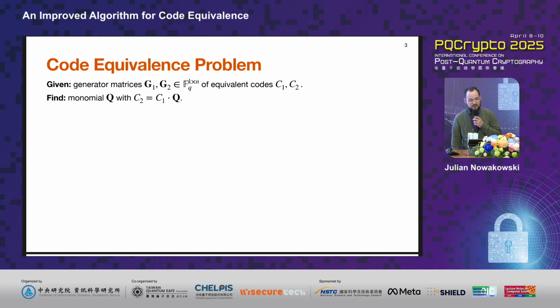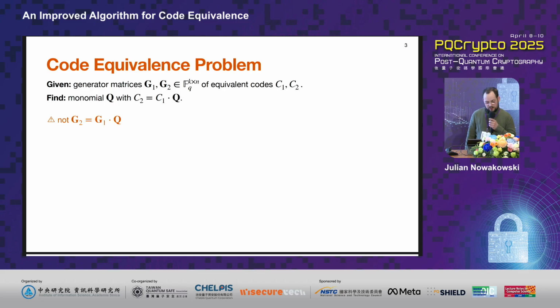Now we can move on to the code equivalence problem. That's probably what you're going to expect. So the problem is we are given two generator matrices, G1, G2, of two equivalent codes, C1, C2, and the task is now to find a monomial Q such that C2 can be written as C1 times Q.